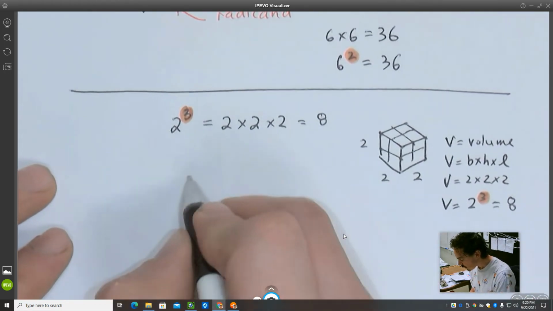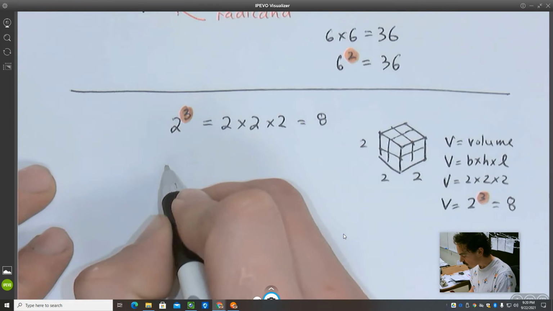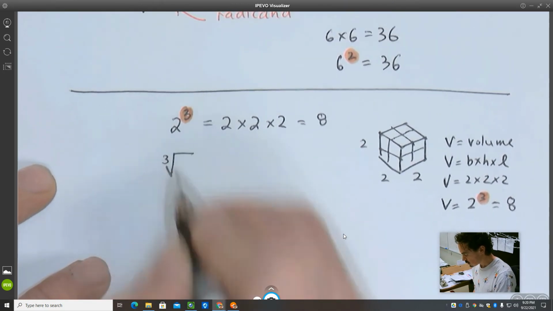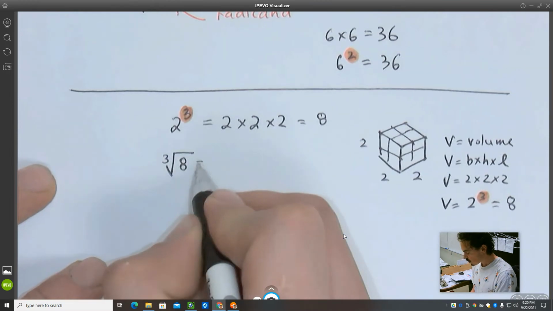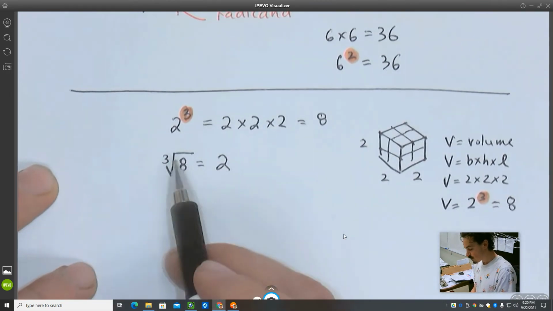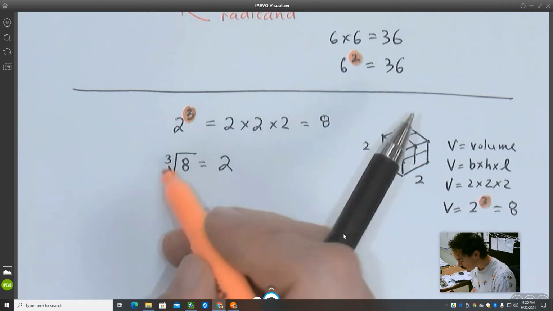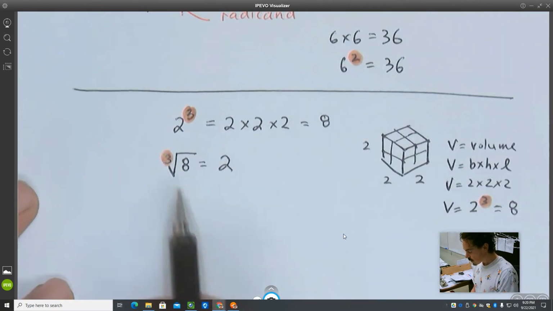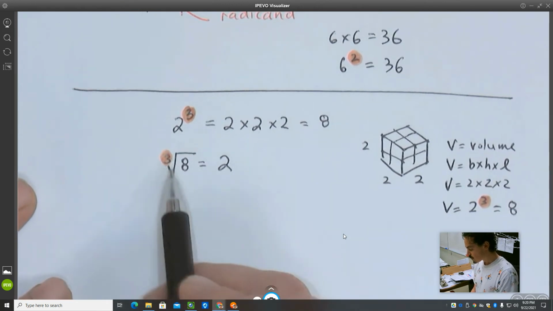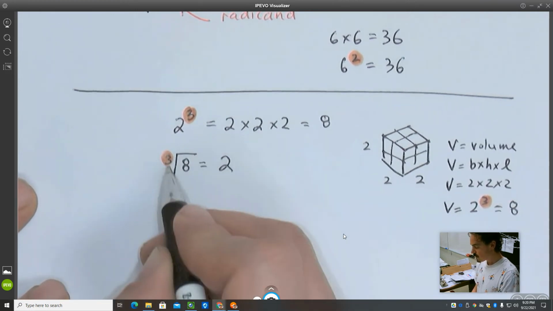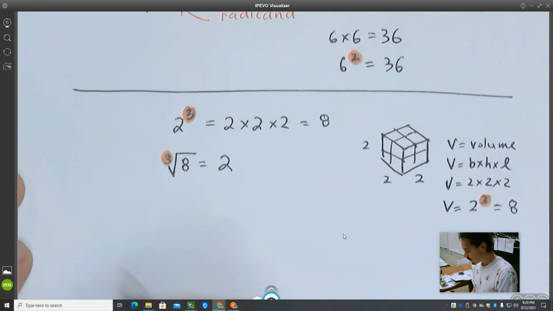There is something called a cube root, which undoes a cube. The cube root has a little symbol like this. The cube root of 8 would be 2. Now we don't deal with cube roots until high school, but I thought I'd introduce the idea that you could have a cube root. You could even have a root undoing the power of 4. You can undo the power of 5. These numbers can also vary.